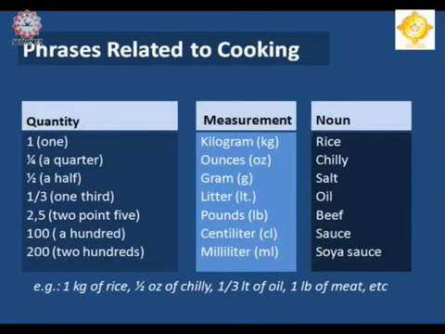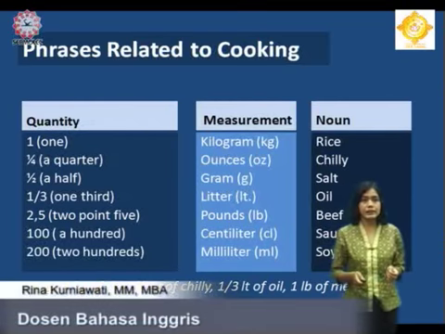Now, for example, the phrases become 1 kilogram of rice, half ounce of chili, 1/3 liter of oil, 1 pound of meat. So these are the phrases that you need in explaining the ingredients.